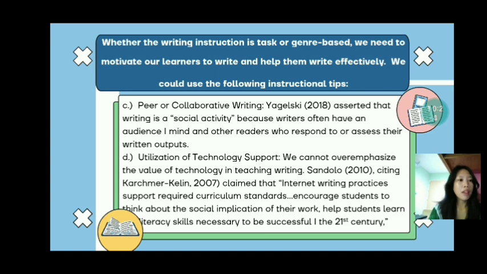So, if we are teaching writing, we should also integrate technology during our discussions. Through that, the students can also share their ideas online or in other social media platforms, where they can share their ideas and works to other people.